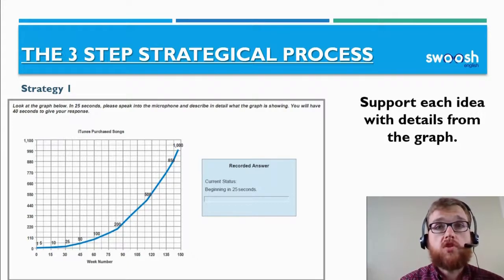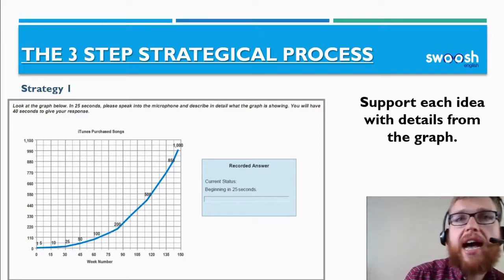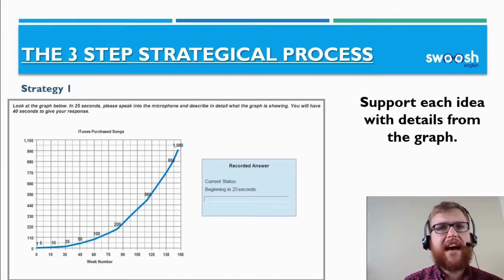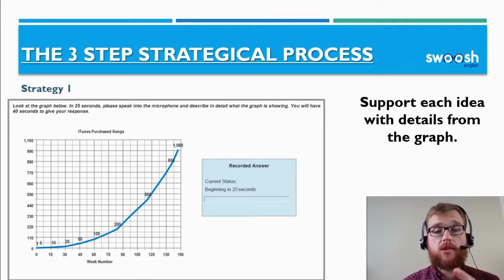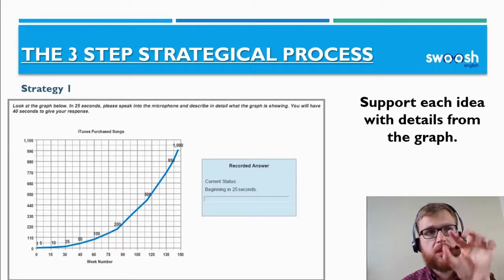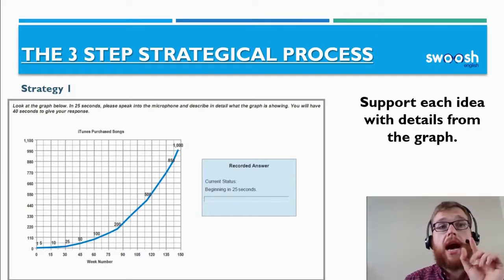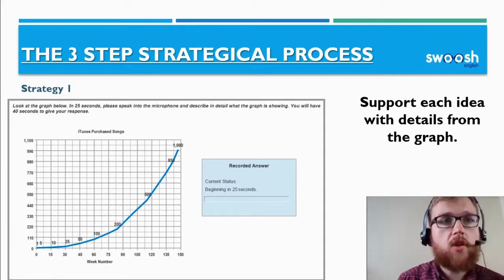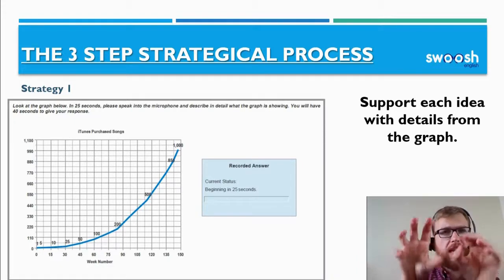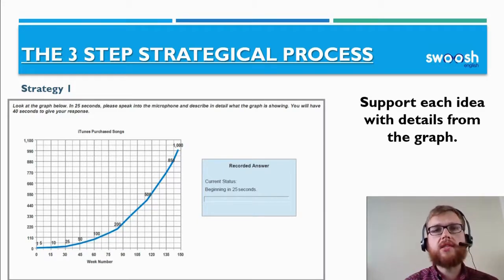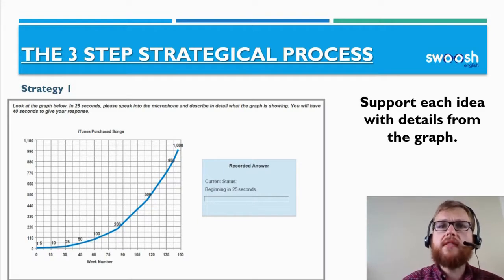All right. So what we want to do now is support each idea with details from the graph. I did a little bit of that there. You've gotten your ideas in terms of the chart having a small gradual increase from week 0 to week 30, and then the increase gets larger from weeks 30 to 60, and then finally shoots up at week 90. That could be your three ideas in terms of the three trends and patterns you see inside this. Now you want to support each idea with details from the graph. You want to take your numbers and your statistics and include them now in your response.